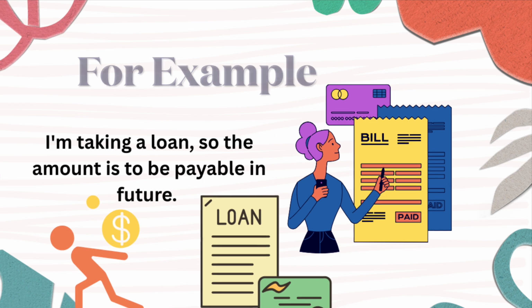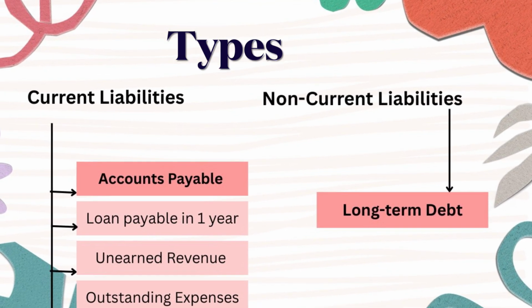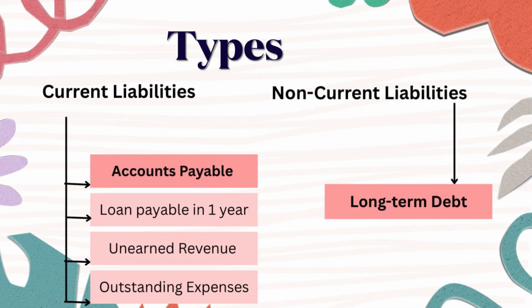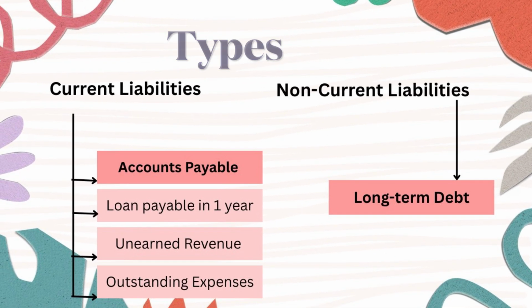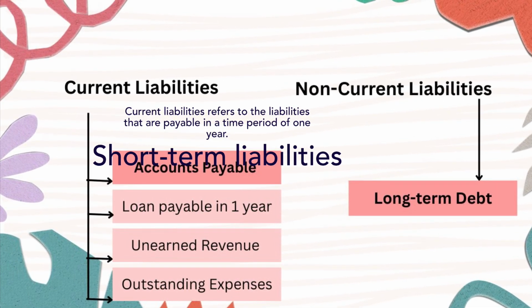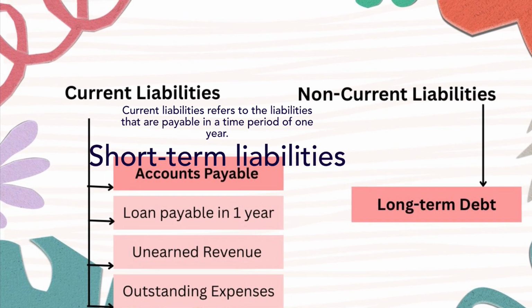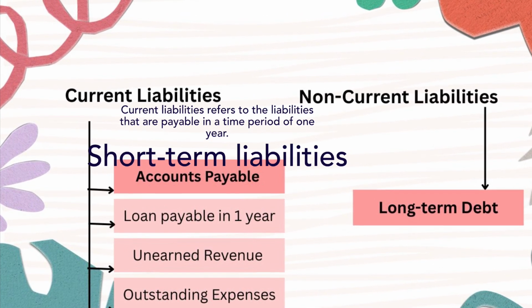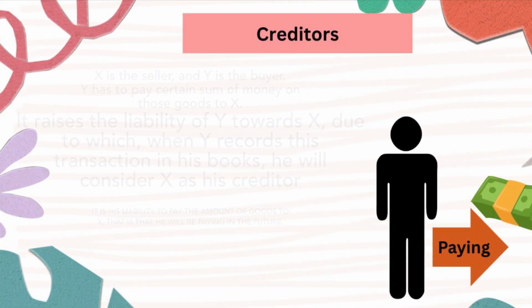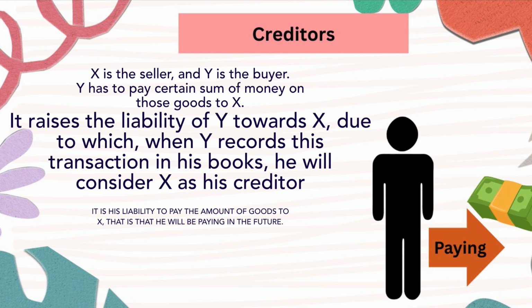Liabilities of a business can be further classified into two categories, current liabilities and non-current liabilities. Now, the difference between these two is based on the time period. So, the current liabilities refers to the liabilities that are payable in a time period of 1 year. These are short-term liabilities of the business. Current liabilities consist of following aspects that consist of accounts payable. Now, accounts payable consist of creditors and bills payable.